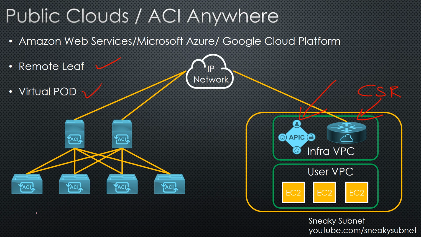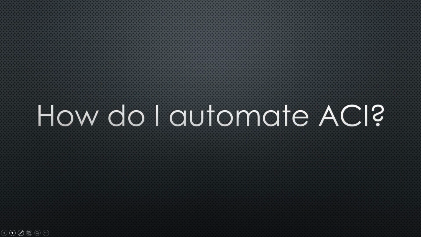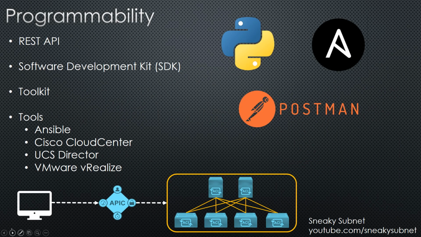Now let's discuss automation in ACI. So how do I automate ACI? ACI can be configured and automated using different tools. At first, you need to know that everything you do in a graphical user interface leverages API and can be easily automated. To do that, you can leverage different tools with different levels of granularity.